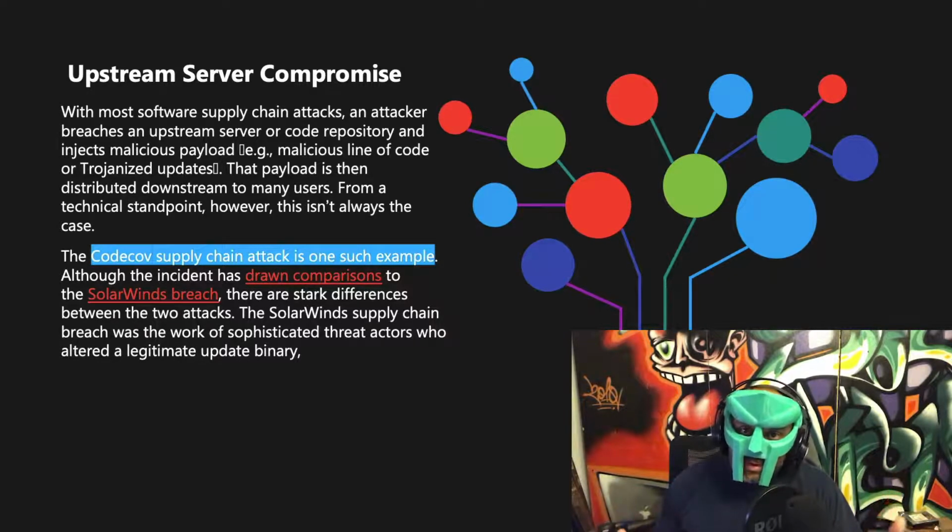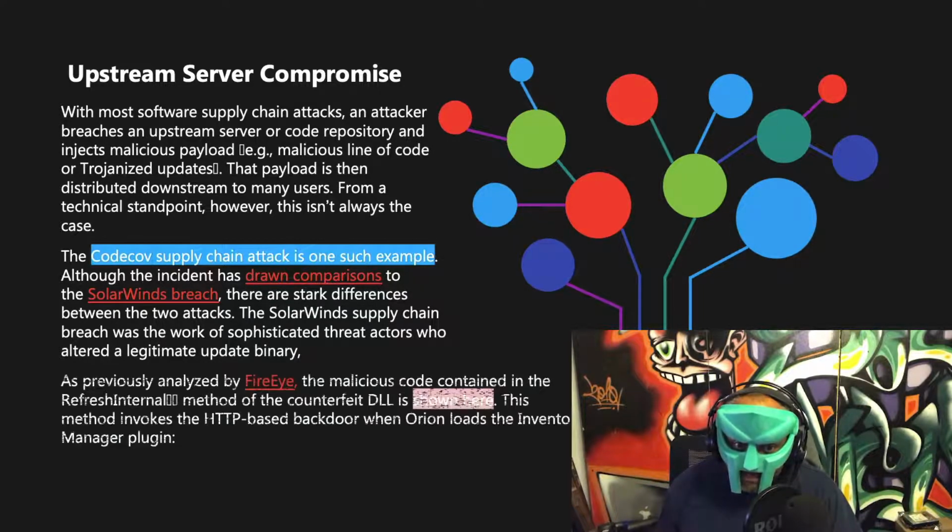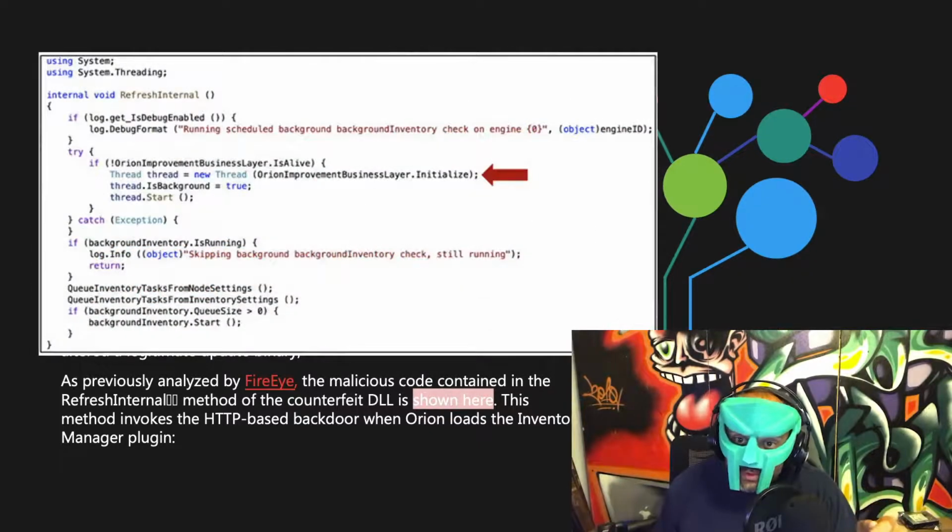Now, if you haven't watched my episode on Codecov, here is a link above for you to check it out. Although the incident has drawn comparisons to the SolarWinds breach, there are stark differences between the two attacks. The SolarWinds supply chain breach was the work of sophisticated threat actors who altered a legitimate update binary. As previously analyzed by FireEye, the malicious code contained in the RefreshInternal method of the counterfeit DLL is shown here. That went too fast. The malicious code is here. This method invokes the HTTP-based backdoor when Orion loads the inventory manager plugin.